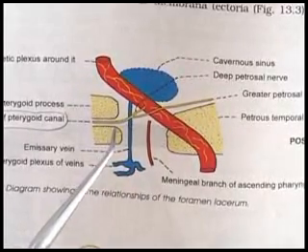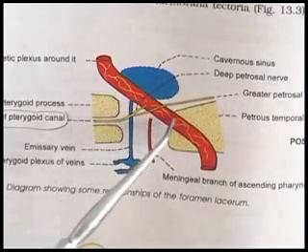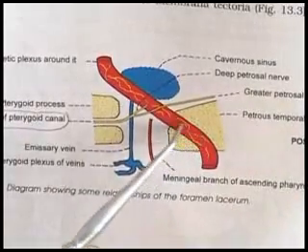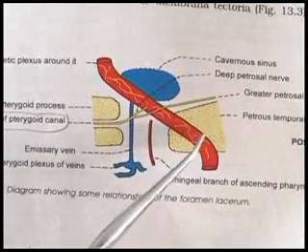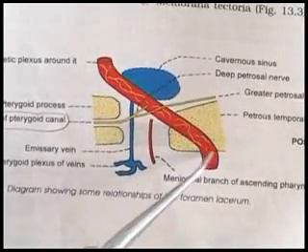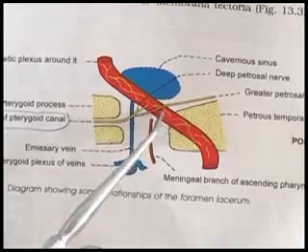The internal carotid artery is passing through the petrous temporal bone, that is the lower opening, and the upper opening is in relation to the foramen lacerum.